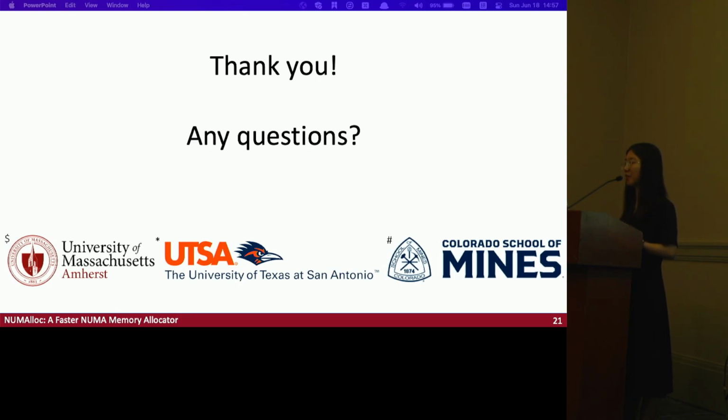Yes, we haven't really considered the cache locality, but we have used perf to analyze the results of some applications, and some applications actually have better cache locality, but we haven't considered it in our allocator design. Thank you. Any other questions?